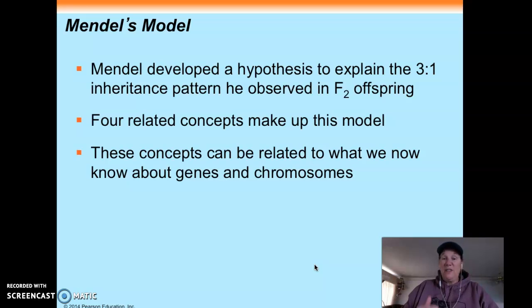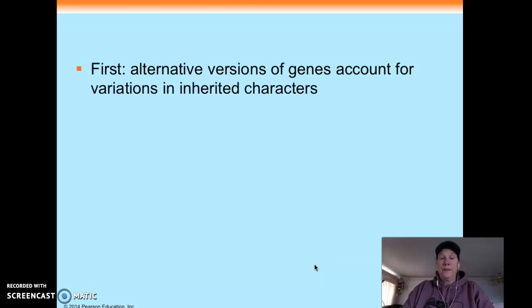I mean, it's easy to figure these out now because we know about genes and we know about chromosomes. It was pretty cool that Mendel figured it out when he didn't have a clue about any of that stuff. Okay, but he was right. I mean, he knew that there was something there that was being passed on. He just didn't know what it was exactly or how it was, but he knew it was there and he figured out the numbers. Okay, first, alternative versions of genes account for variations.